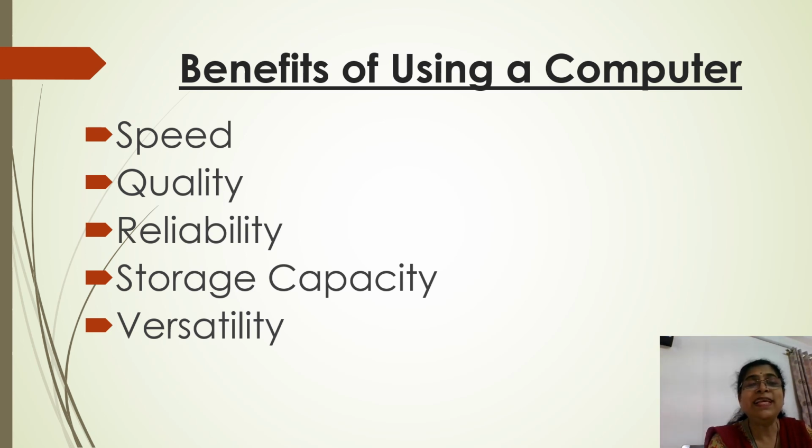These are the features, that is quality. The quality of work has improved. The accuracy has also improved. The reliability: because the computer is giving accurate answers, it is more reliable. Means we can rely on those answers. We can rely on those results. It has a huge capacity to store data, and versatility means it can do many different works or repetitive works also.